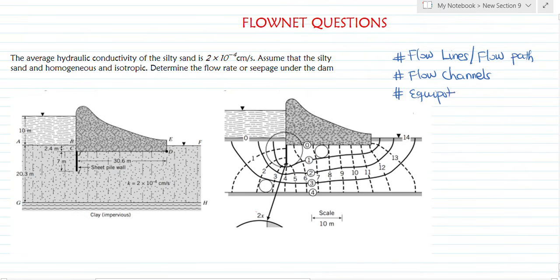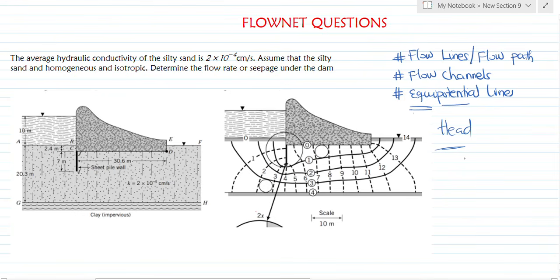Equipotential line. Now, equipotential line is like an English word. Equi means equal. Potential is, let's say, energy. So an equipotential line is one where points have the same energy, and here what energy are we talking about? We are talking about head, the head of the water. So if you have points that have the same head, they are joined by equipotential lines.